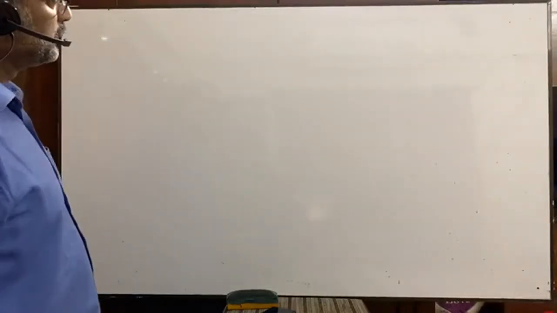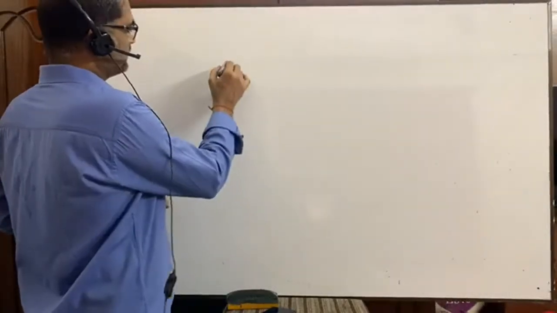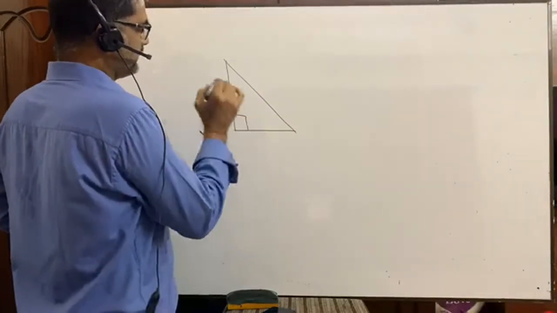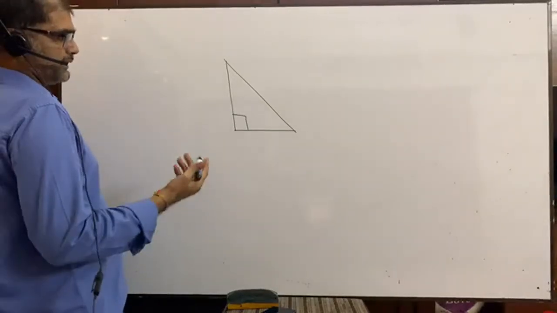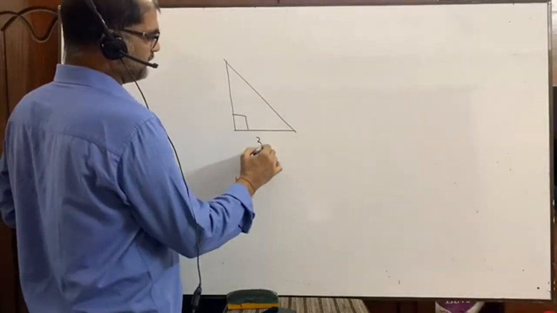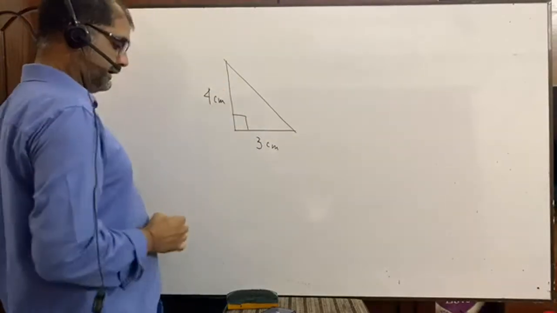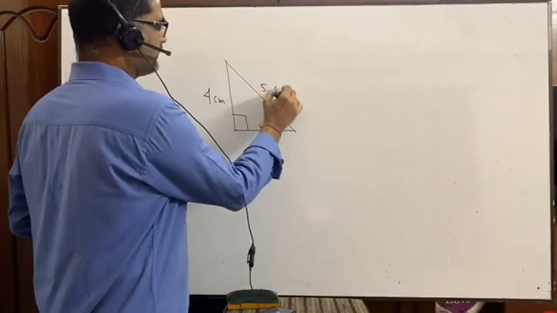Now I am going to geometry. Suppose this is a right angle triangle. What normally comes, that I told you, if it is 3 centimeter, if it is 4 centimeter, then we will get the hypotenuse as 5 centimeter.